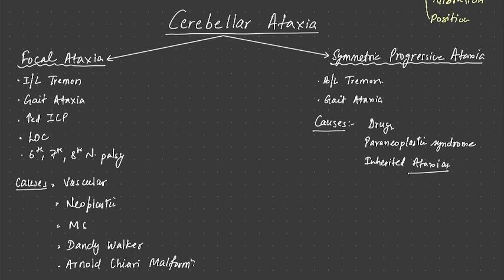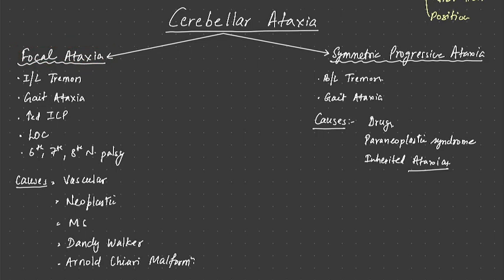Cerebellar ataxia. Now let us defragment the cerebellar ataxia into its various components. Cerebellar ataxia can be of two types. That is focal ataxia, meaning a part of the cerebellum, a focus of the cerebellum, is involved. So there will be focal symptoms, that is ipsilateral tremors.